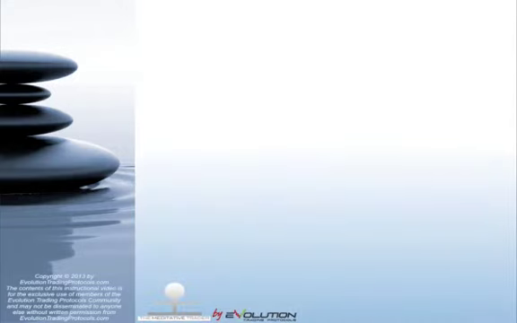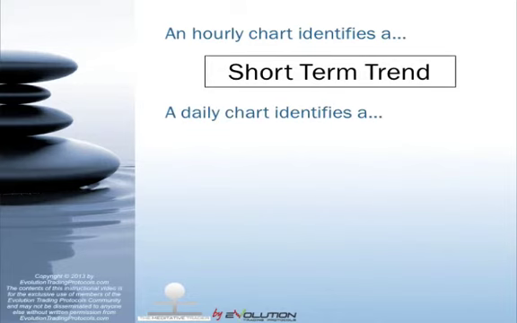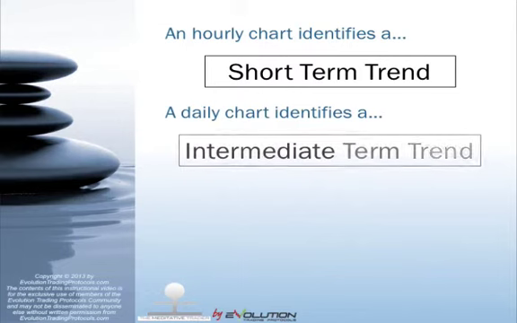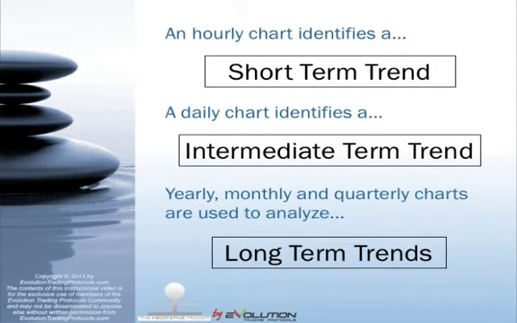If the chart is an hourly chart, we may be able to identify a short-term trend. However, if we are using a daily chart, then we may be talking about an intermediate-term trend. And as we said earlier, yearly, monthly, or quarterly charts are used to analyze long-term trends.